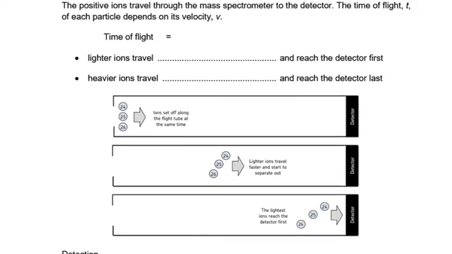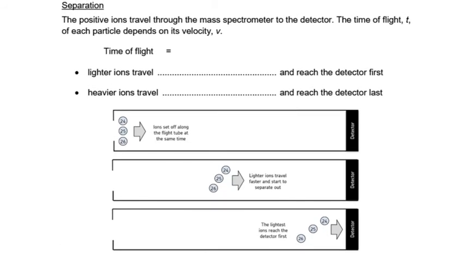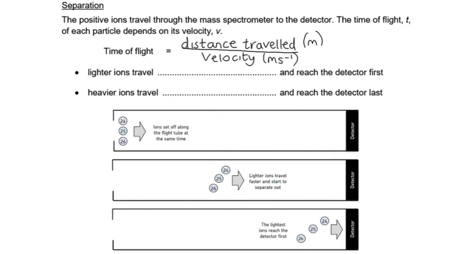And the time it takes for them to travel this distance is called their time of flight. And that is going to depend on their velocity. So the time of flight of something is the distance it travels divided by its speed, its velocity. The distance it travelled would have been in metres, and its velocity in metres per second. And so we'll get a time of flight in seconds, and we're going to give that a little symbol T. I'll put that in there as well.